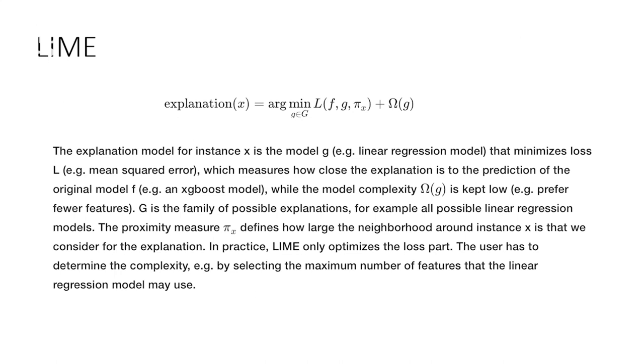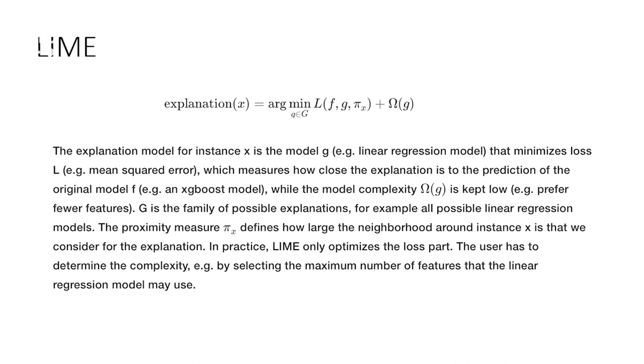So I'll explain here with an equation. There is a particular x that I want to explain. So I look at the loss, say the mean square error, of my black box model, F, and here I'm minimizing over simple models.